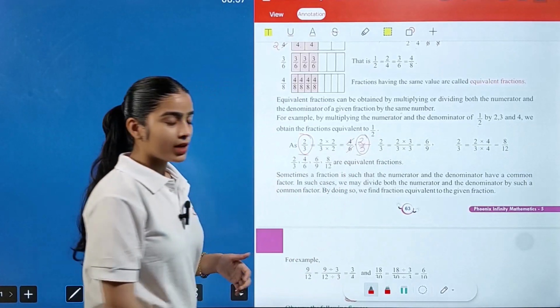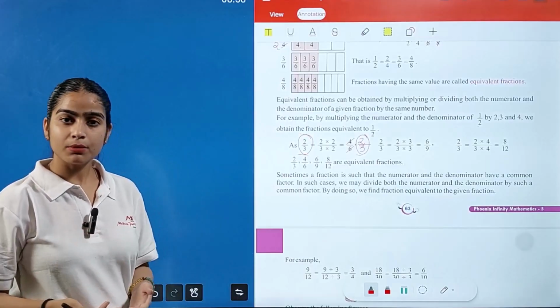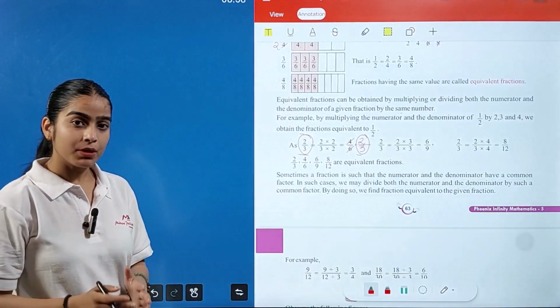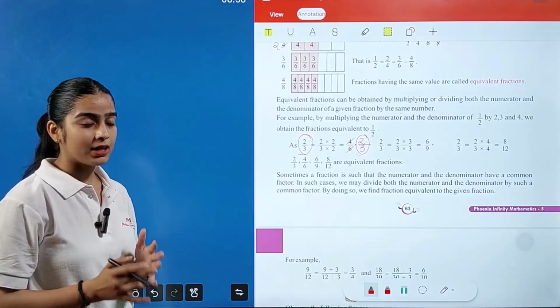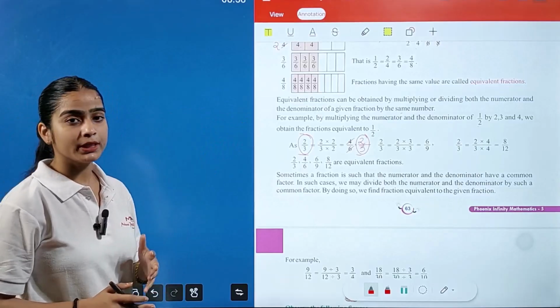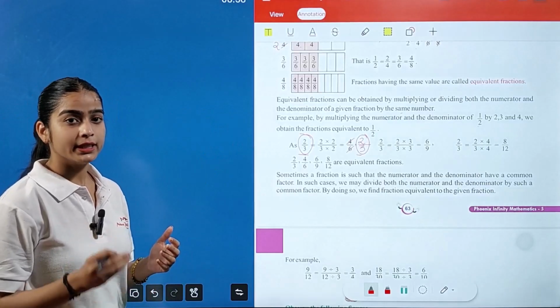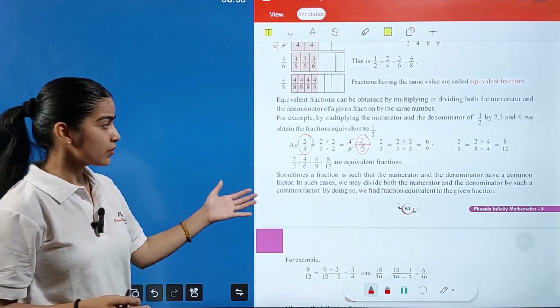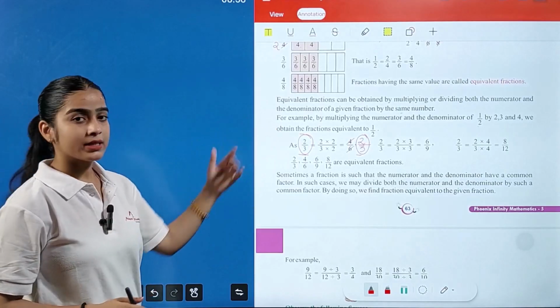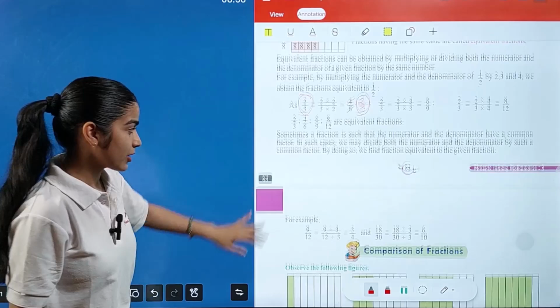So for an equivalent fraction, you just have to take a random number, and the same random number will be multiplied with your numerator as well as your denominator. Further, you calculate it into its simplest form. So you will find that both the numbers are the same. So that is called your equivalent fraction.